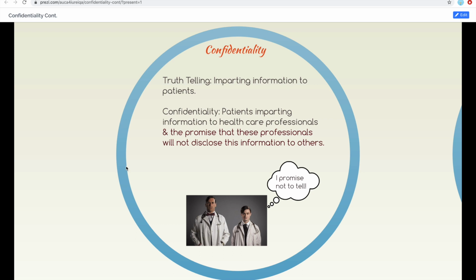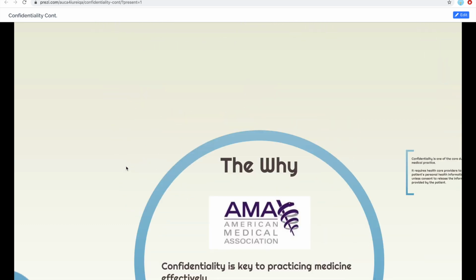Now today we'll be talking about the reverse side of the coin. If we flip the coin, the other side of truth-telling is confidentiality. And while truth-telling involves imparting information to patients, confidentiality involves patients imparting information to healthcare professionals. But it also includes, and here's the normative element, the promise that these professionals will not disclose this information to others. So we have patients feeling comfortable enough to provide the information necessary to provide medical care.